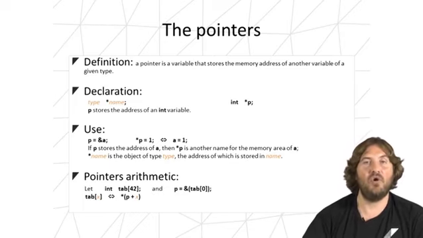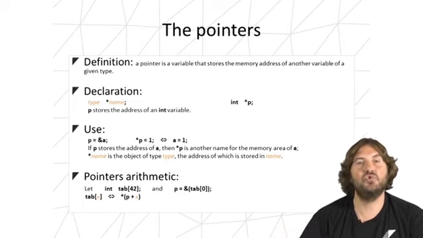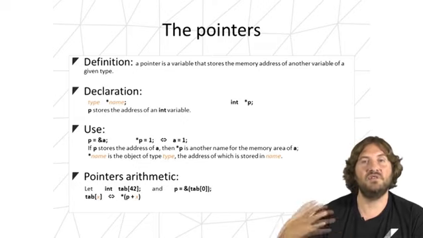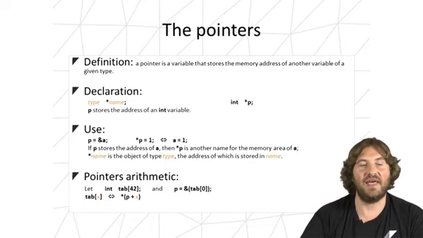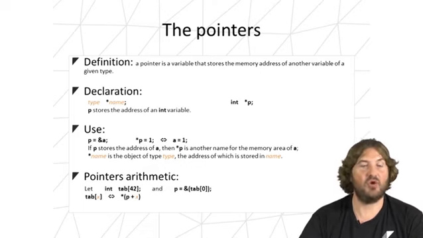How to declare a pointer? First, we have to declare the type of what we point to, meaning the type of the variable whose address we want to store. So we write the type, star, the name. An example: if I write int star p, p stores the address of a variable of type int.